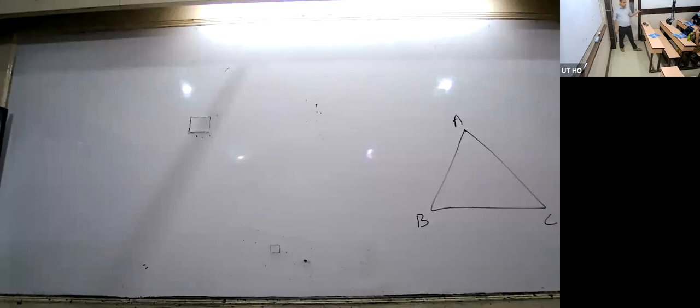Any other type of triangle? Acute angle triangle. In an acute angle triangle, all angles are acute. Equilateral triangle, look here.